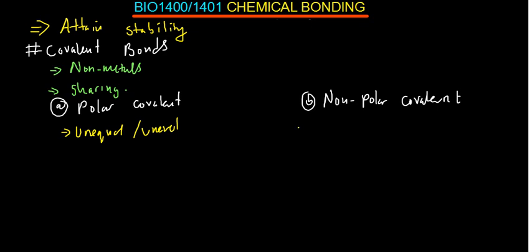Now, a non-polar covalent bond results when electrons are shared equally. When electrons are shared equally, then the bond that is going to result is going to be what? Non-polar. Now, how do you know whether this is going to be uneven or equal? You can use the words equally or evenly. Now, when you look at the periodic table, let me draw something like this.